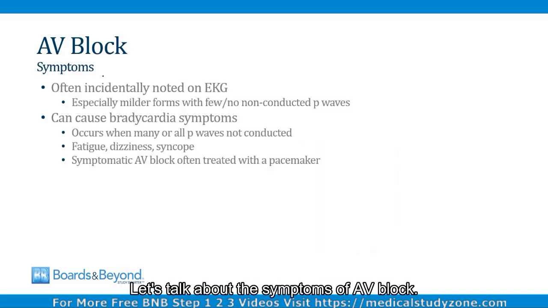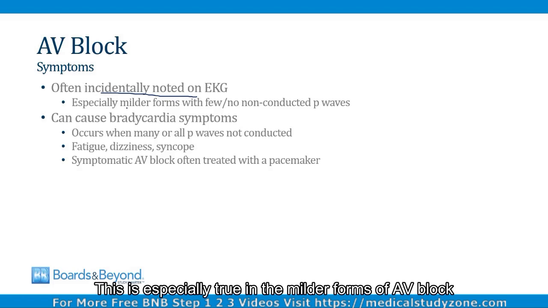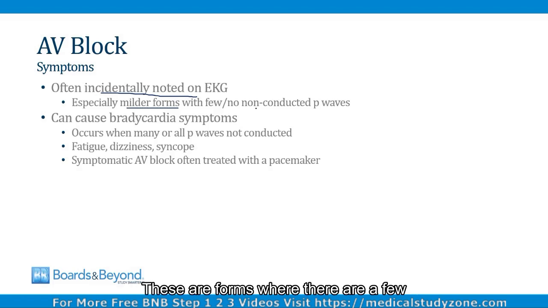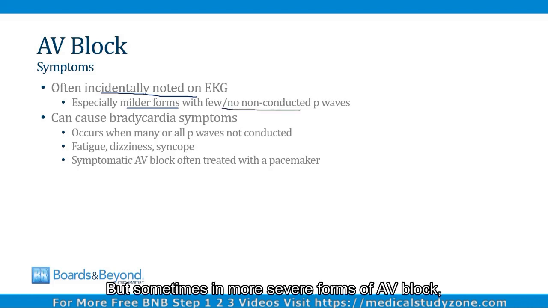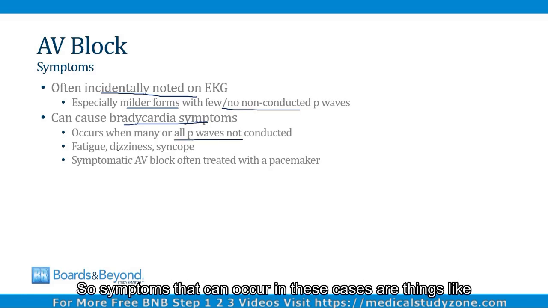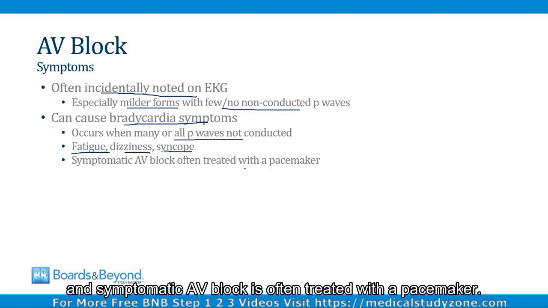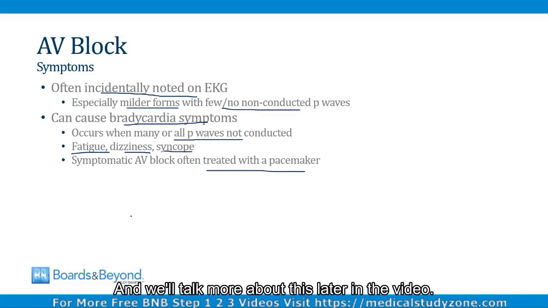Let's talk about the symptoms of AV block. AV block is often asymptomatic and incidentally noticed when an ECG is done for some other reason. This is especially true in the milder forms of AV block we'll talk about in a minute. These are forms where there are few or no non-conducted P waves. But sometimes in more severe forms of AV block, there can be symptoms from bradycardia. This especially happens when many or all of the P waves are not conducted. So symptoms that can occur in these cases are things like fatigue, dizziness, and syncope. Symptomatic AV block is often treated with a pacemaker, and we'll talk more about this later in the video.